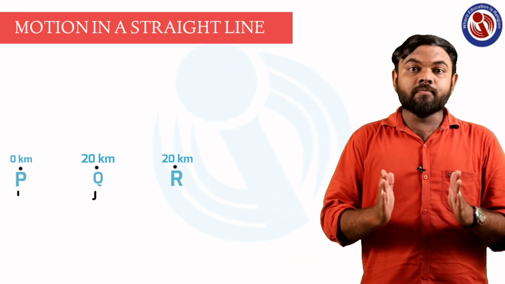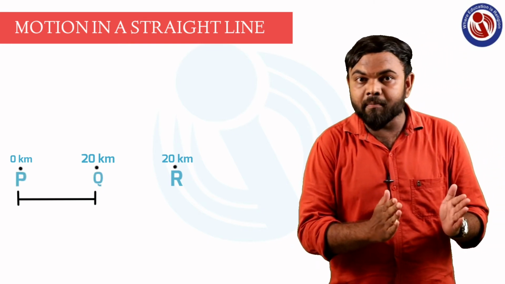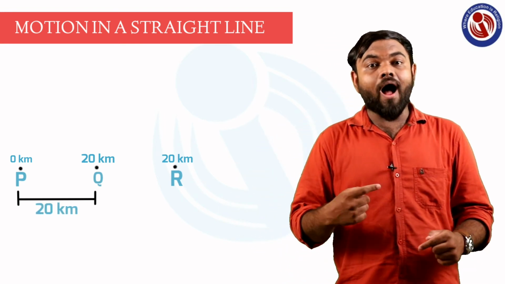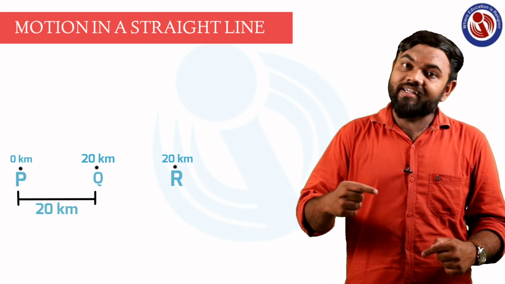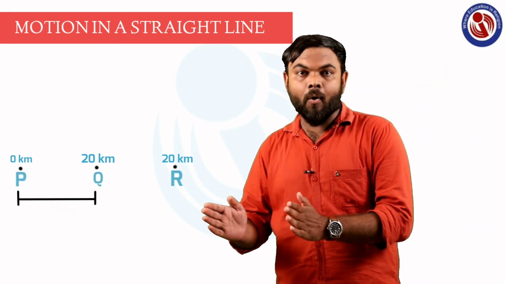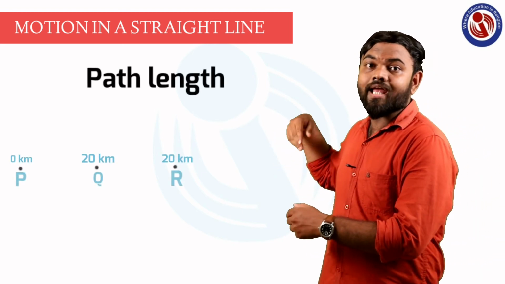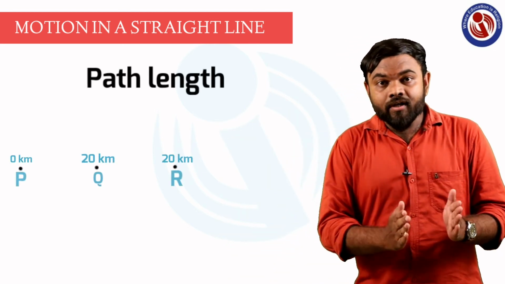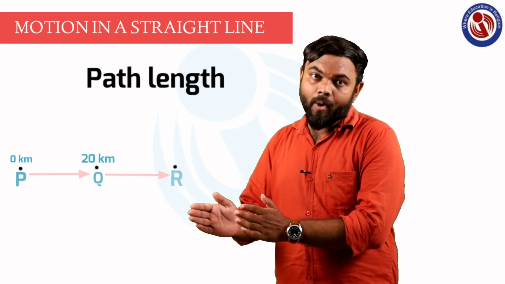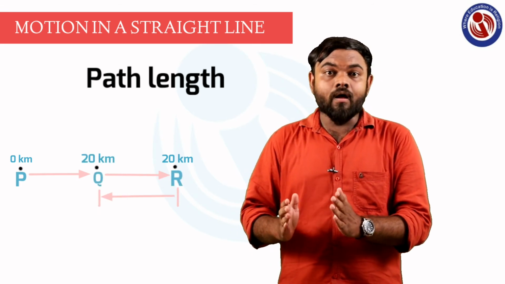What is the displacement between P and Q? It is 20 km. Why? Because displacement is the distance between ending point and starting point. Now, what is the path length? Path length for the same example. We go P to Q point 20 km, Q to R point 20 km and R to Q point 20 km backward.